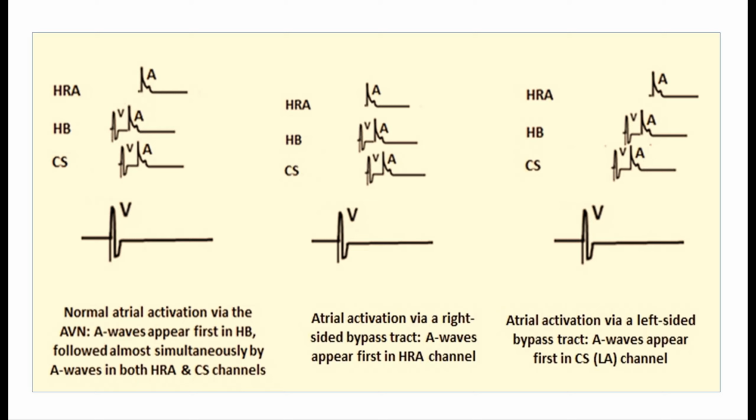With a right-sided tract, A waves appear in the HRA channel before the CS tracing, left atrial activation. With a left-sided tract, A waves appear in the CS, left atrial, channels before the HRA channel.